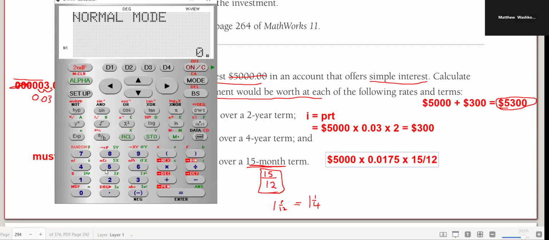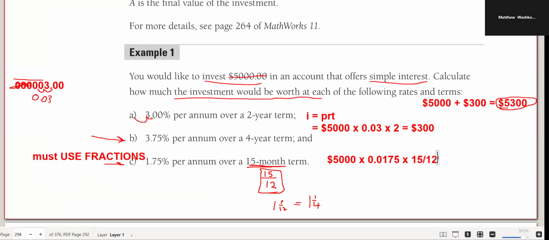I can do that. Sure. As a reminder, it's been a while since we've maybe used our fraction button. 5,000 times 0.0175 times now fraction button 15 over 12. Move your arrow over. $109.37. Well, I can't have 37.5 cents, right? I can't have half of a cent. Just round it up or down. I don't care in this case, but properly we would round this up. So $109.38. $109.38 would be the total interest.